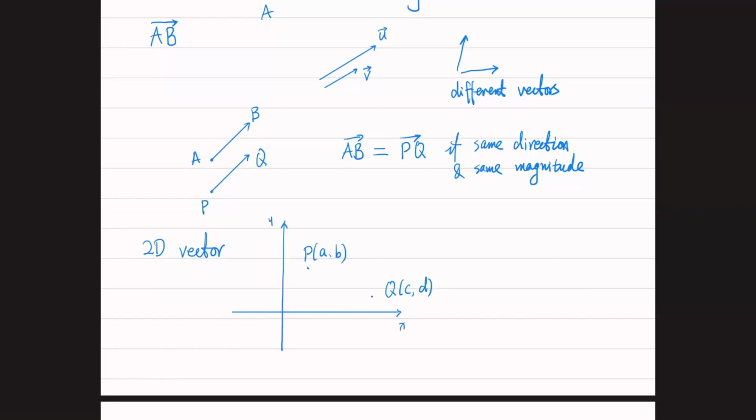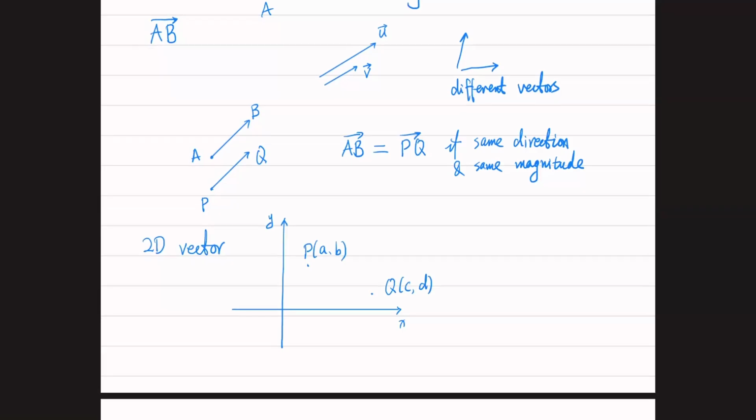Now we consider the vector. Do we know how to find a vector? Because we only know how to tell if they have the same vector. So this time we move from P to Q. The change in the x coordinate will be C minus A. The change in the y coordinate will be D minus B.